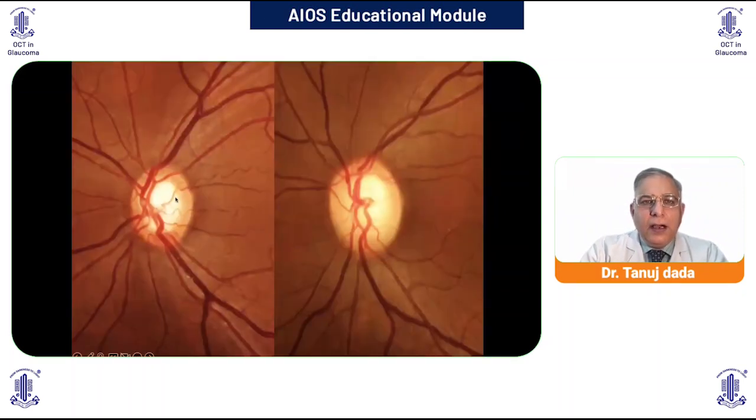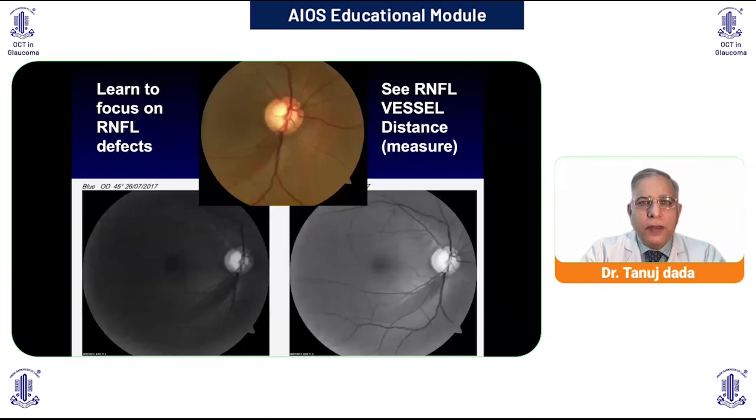So if you take a good photograph of the optic nerve head and study it carefully, you can make out, like in this patient, there are defects visible in the retinal nerve fiber layer. So if you look carefully at the fundus photograph, in the majority of patients you will be able to diagnose glaucoma and you do not need the OCT for this purpose.